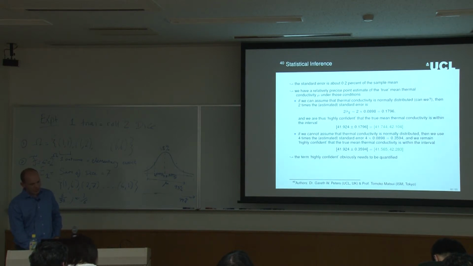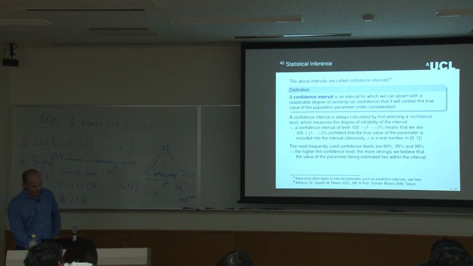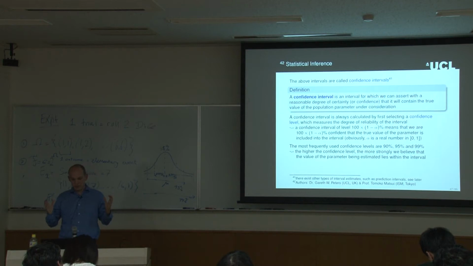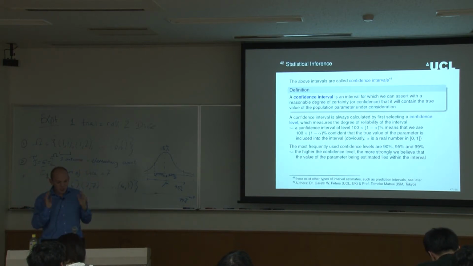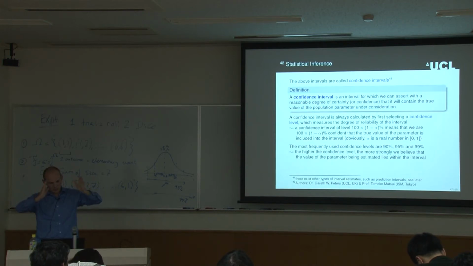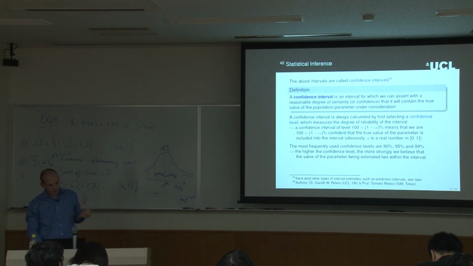So obviously here the term highly confident needs to be quantified. And this is the basis of confidence intervals. So the definition of a confidence interval: it's an interval for which we can assert with a reasonable degree of certainty or confidence that it will contain the true value of the population parameter under consideration. So firstly you need to select the confidence level before you collect your data. Set out the confidence level that you want to look at, and then you collect your data. Okay. So you measure the degree of reliability of the interval. So a confidence interval of level 100 times 1 minus alpha, so say alpha is 0.05, then you have a 95% confidence interval.